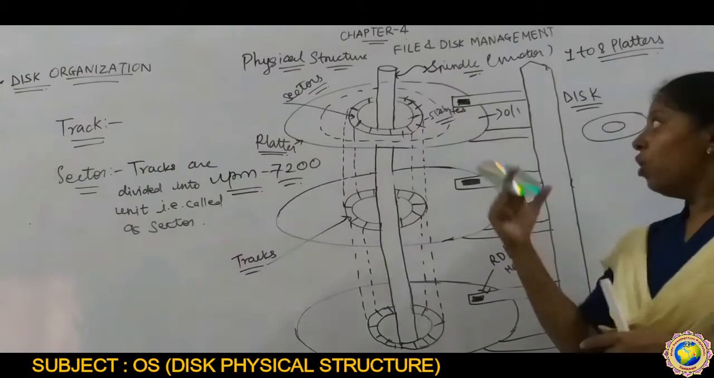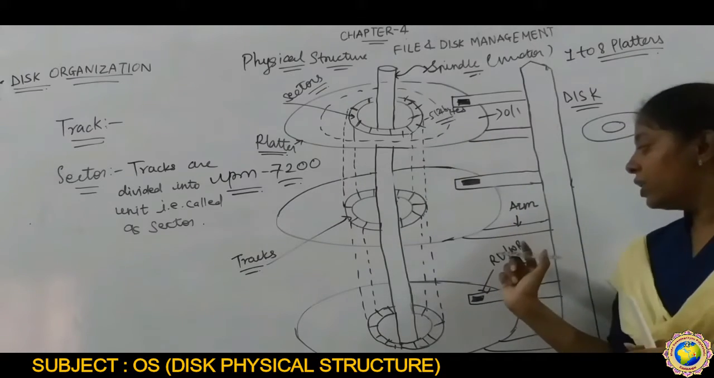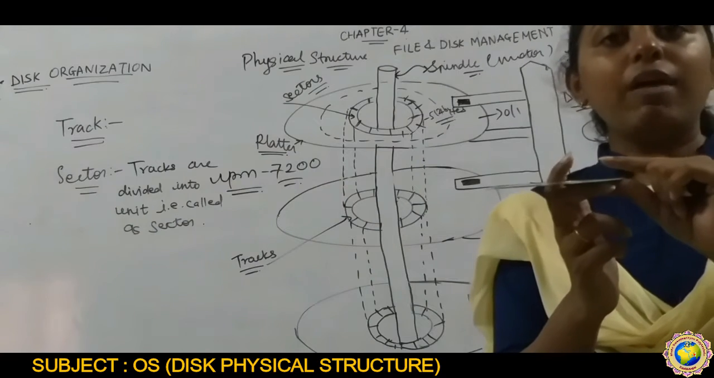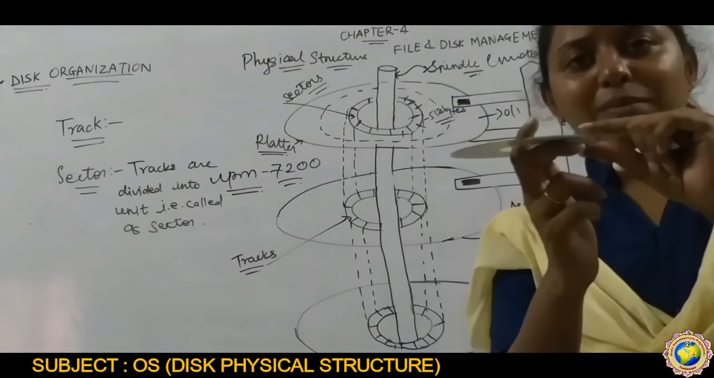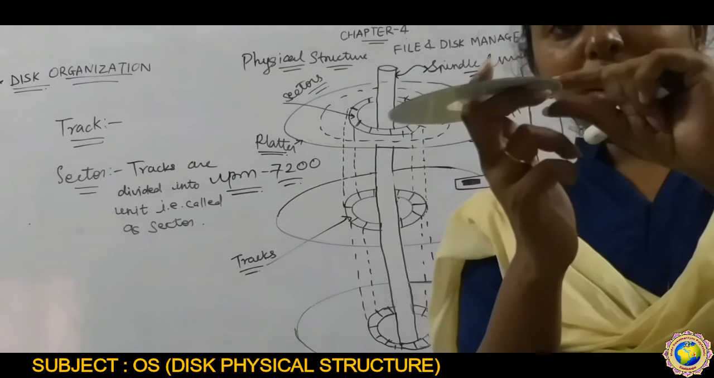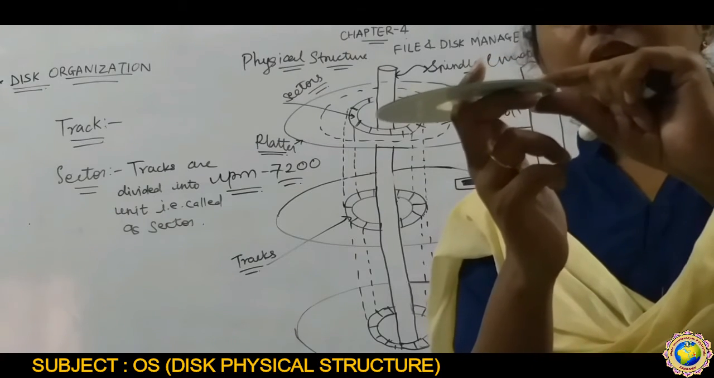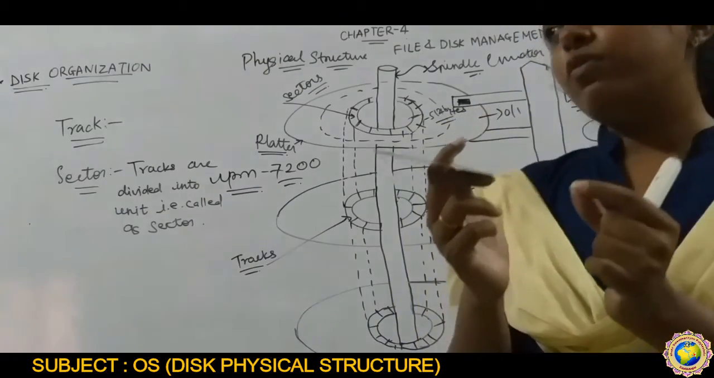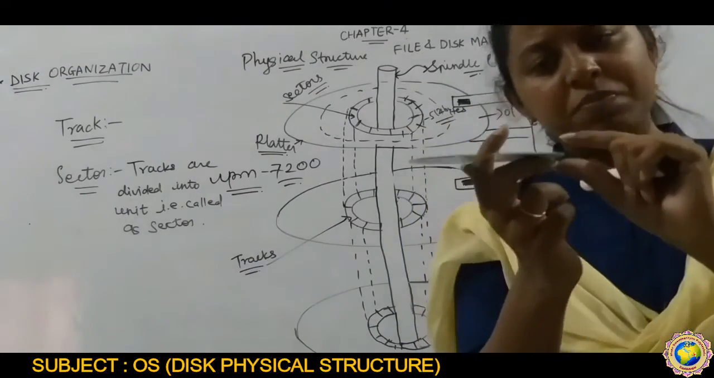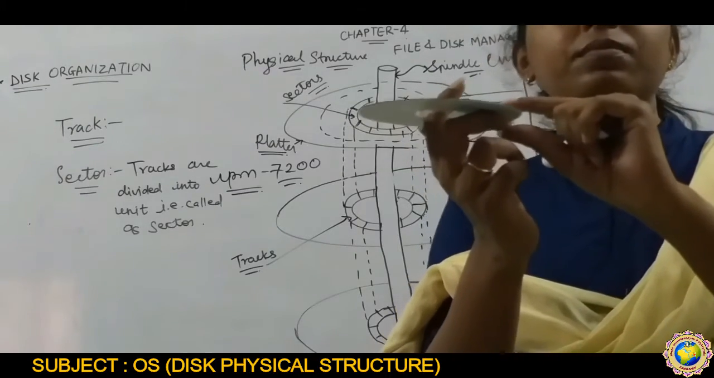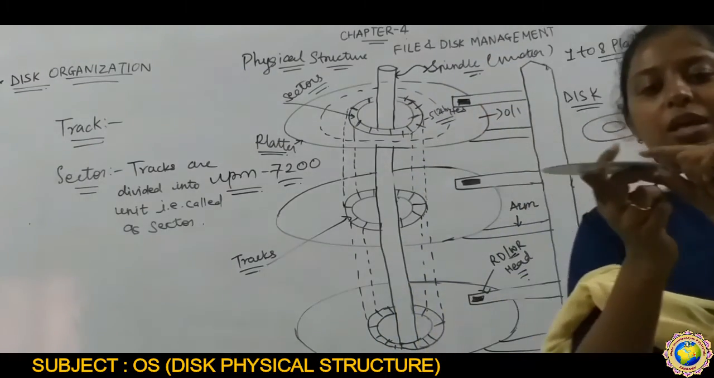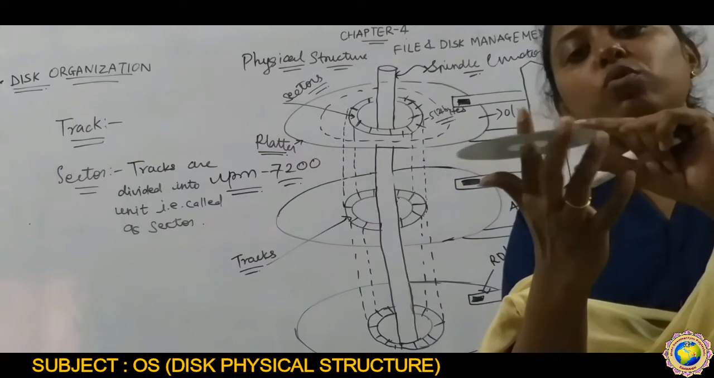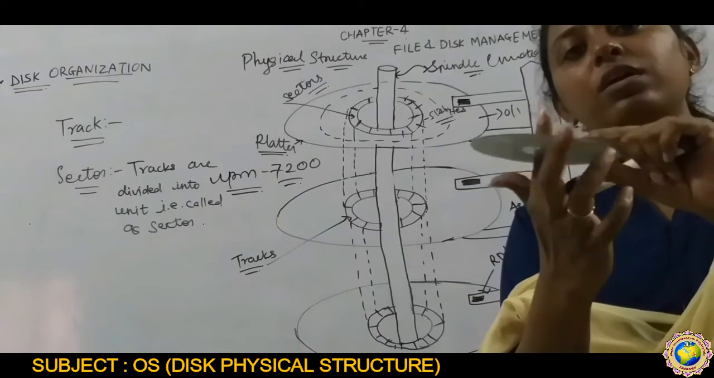So here we are discussing the read and write head. There is a minor gap between the disk and the head, an air gap. The read and write head is moved like this to read and write on the platter.